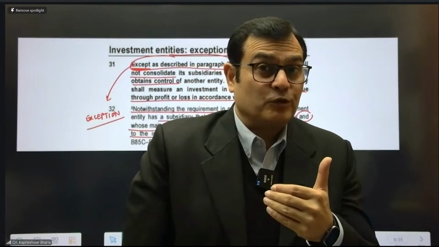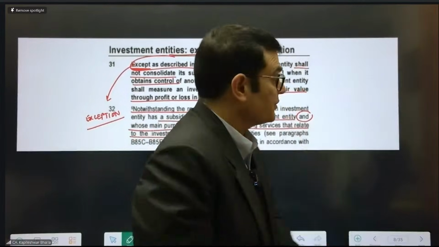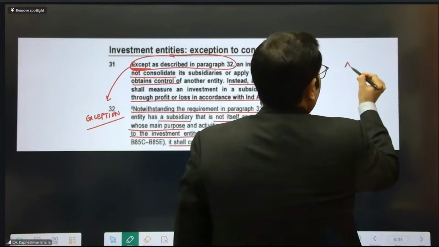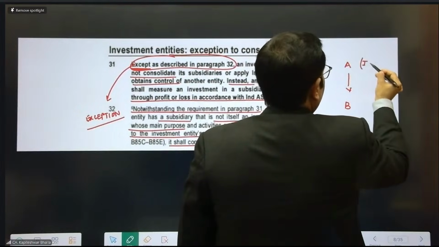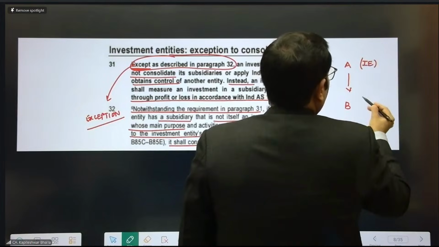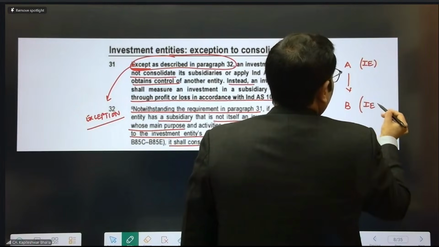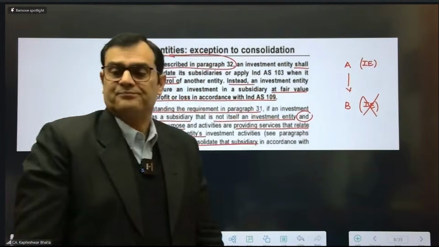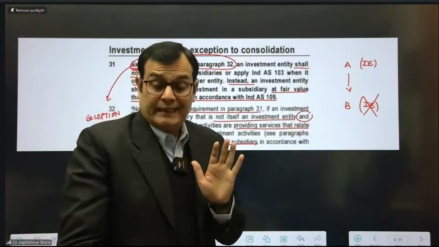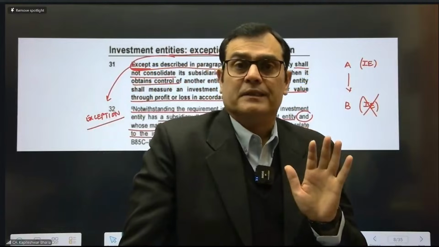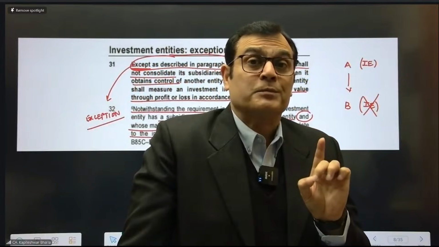So what's this? This is going to be a little tricky. So just watch this. I'm looking at a company A and a company B. Let's say A is an investment entity, but B is not an investment entity. So company A has control over B. A is an investment entity, the parent, but B is not an investment entity.